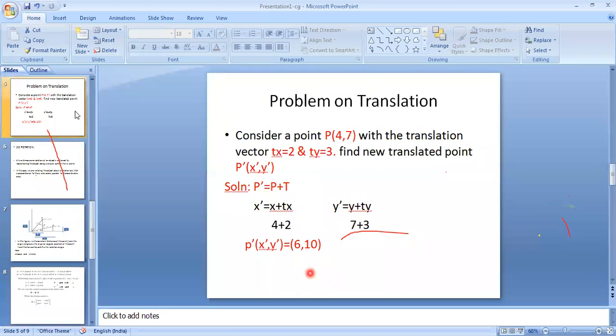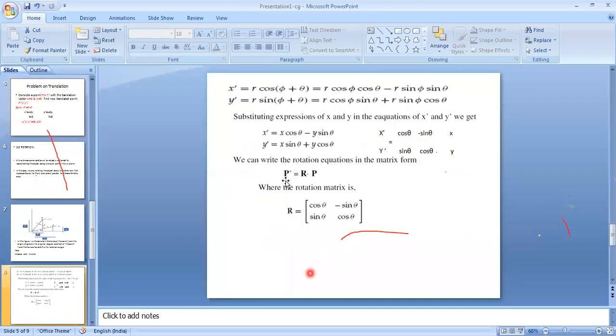how we have written the translation equation: p' is equal to p plus t. Because this is with respect to distance, I'm changing the distance, so it is addition of the distances to my coordinates x and y. So coming to rotation, what is the rotation equation? P' is equal to R into p. That means to my old point, I'm multiplying my rotation matrix.